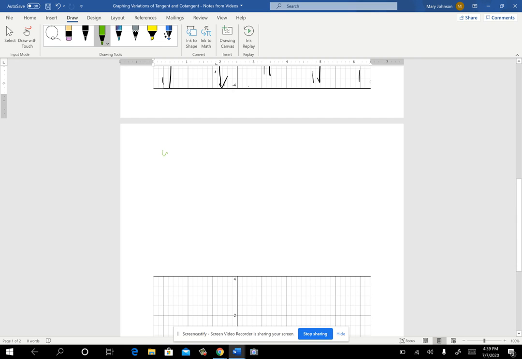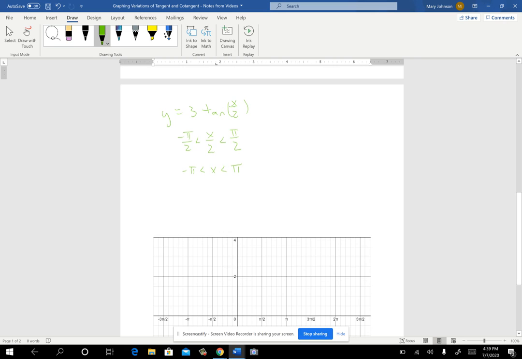So let me go ahead and get this one graphed. So we're trying to graph y equals 3 tangent of x over 2. So we set up the inequality to determine our new period and a phase shift, if there is one. And so everything used to happen between negative pi over 2 and pi over 2, and so now it's going to happen between negative pi and pi, okay?